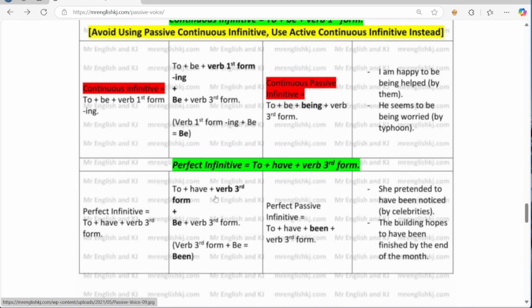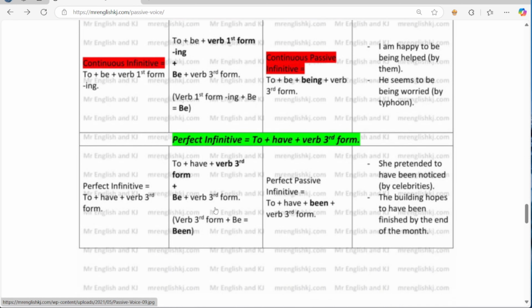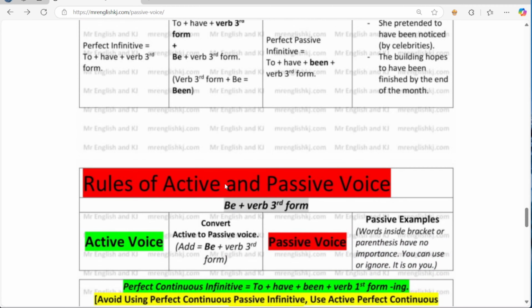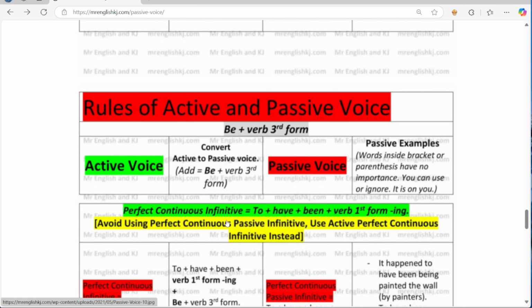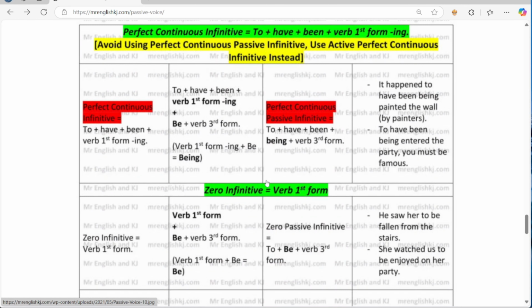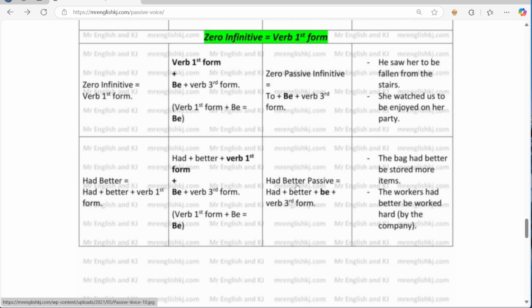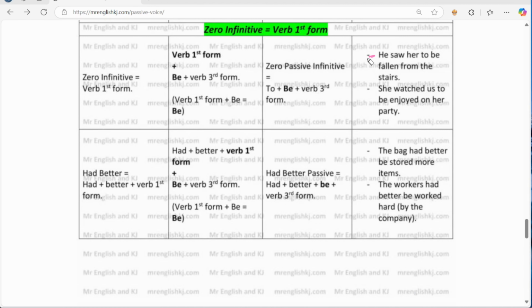Same goes to be plus verb first form plus ing. In real life we don't use it. To have a verb third form, same thing happens. The perfect passive infinitive. This perfect continuous infinitive we don't use in real life. The verb first form, that is called a zero infinitive. The same thing we do: be plus verb third form. Okay, he saw her to be fallen from the stairs. You can see that he saw her to be fallen, meaning to say someone tried to push her. Okay, that's why she fell.